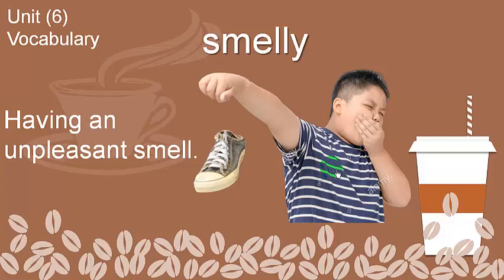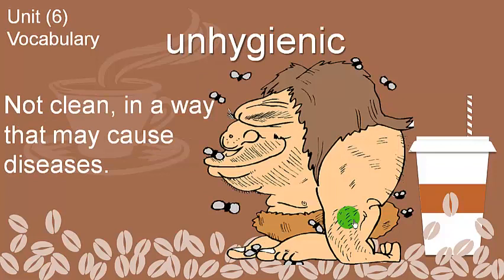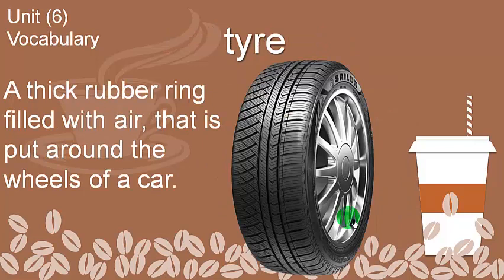Smelly is having an unpleasant smell. Good. So this is a smelly shoe. What about unhygienic? Unhygienic, not clean, in a way that may cause disease. So this person is filled with dirt and there are flies all around him. He is unhygienic. If you see food in the open air with flies and germs, and it is like disgusting, so this is unhygienic, right? So it's not clean in a way that may cause diseases. Unhygienic. Good.